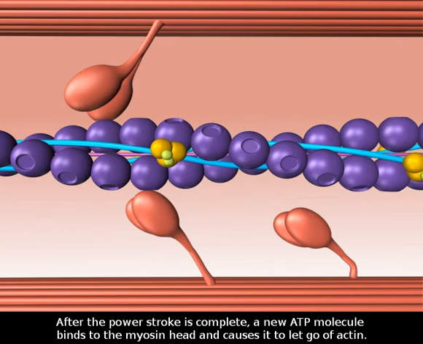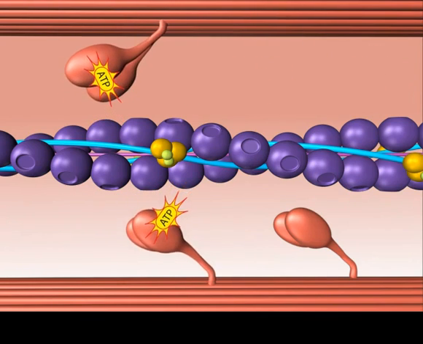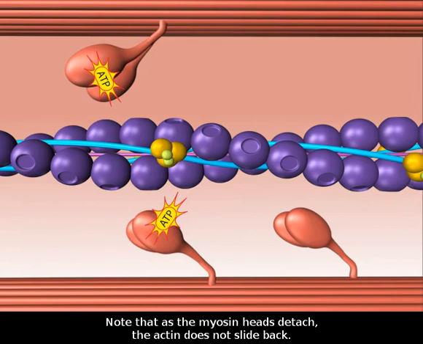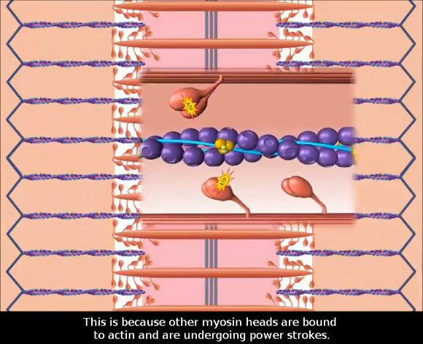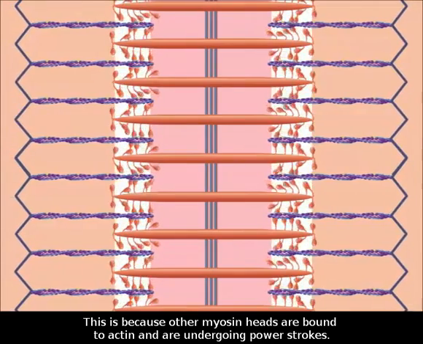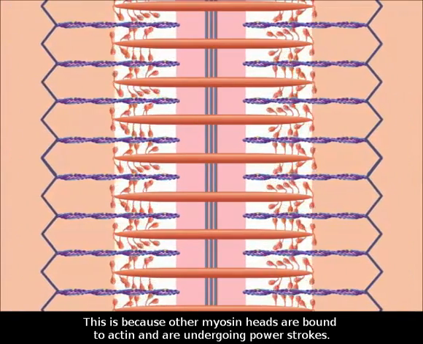After the power stroke is complete, a new ATP molecule binds to the myosin head and causes it to let go of actin. Note that as the myosin heads detach, the actin does not slide back. This is because other myosin heads are bound to actin and are undergoing power strokes.